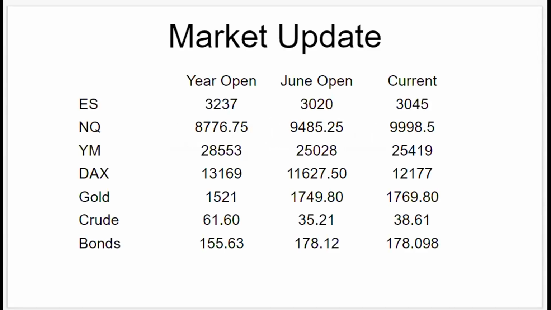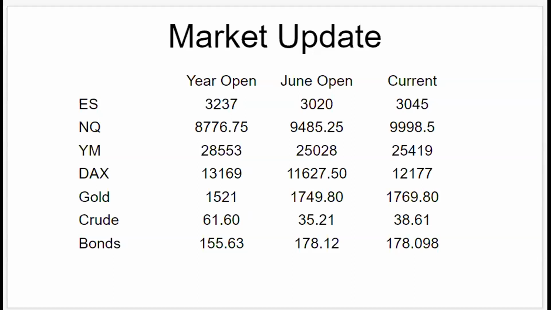Now, here's the market update. Market opened the year at 3237, currently about 3045. By the way, we opened the week at 3040. The low of the week is 3005, and 3083 is the pivot number.